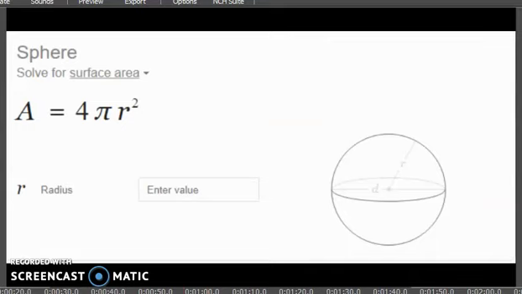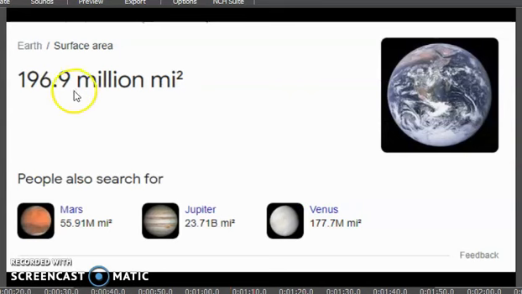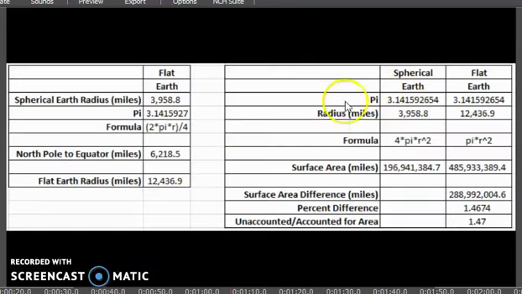One can then compare this to the surface area of the spherical Earth by using the formula 4 pi r squared, and then you'd use the radius that they provide of 3,958.8. And when one does this, the globe Earth calculates a surface area of about 197 million square miles compared to the flat Earth of 486 million square miles. And just to verify my math is correct, or at least the spherical, the globe Earth, it appears to be correct.